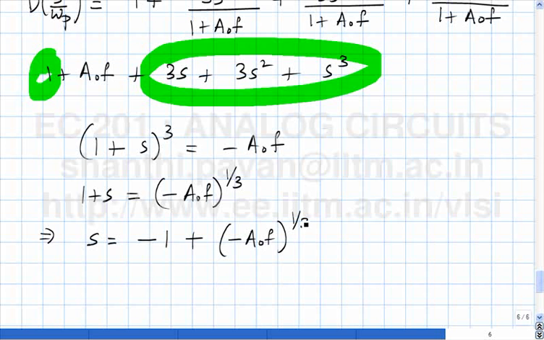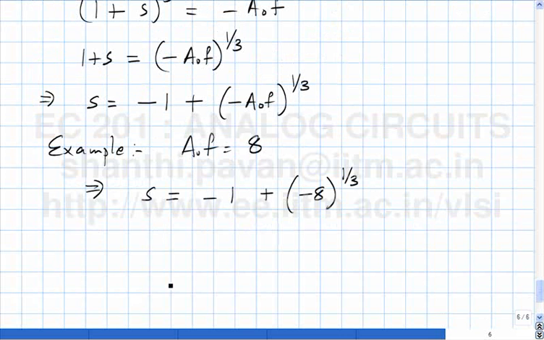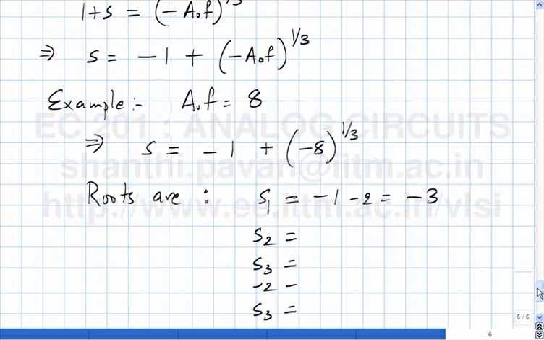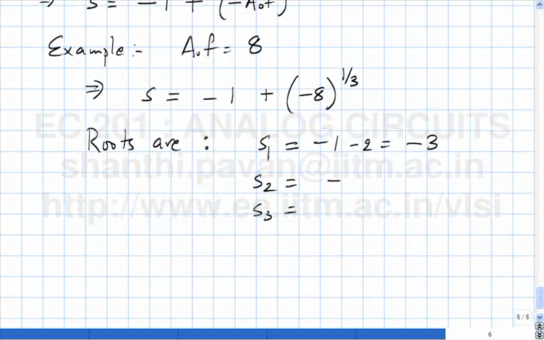We will take a simple example. A naught F is say 8. What happens? There must be 3 roots. A naught F is equal to 8. What are the 3 roots? Can you please calculate and tell me? Minus 1, minus 2, which is equal to minus 3. What else? Pardon? Minus 2 e to the j pi by 2. Minus 2.